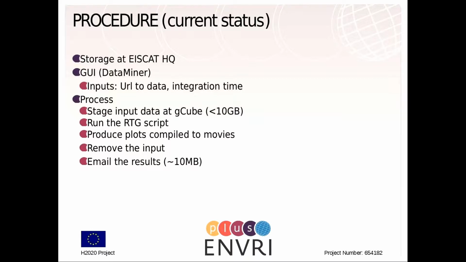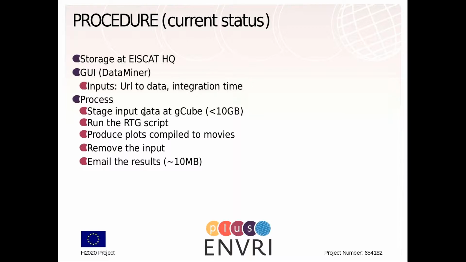The procedure is that we use the storage that we have at the EISCAT headquarters, and we use the data miner, which is running the graphical interface. The input for the data is the URL to the data that we get from the EISCAT storage, and in the first version of this we have one parameter to select, and this is the integration time, how much we should integrate the data before displaying a plot.